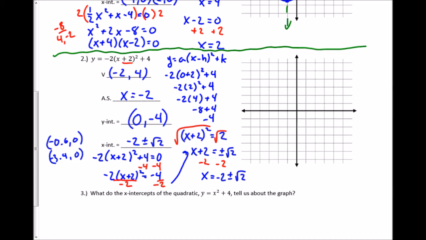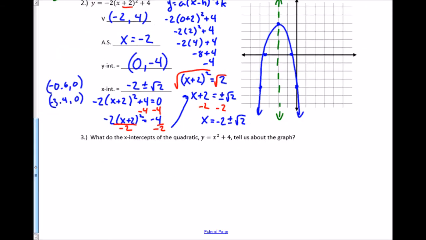So now when I put this on the graph, negative 2, 4 is right here. The axis of symmetry at x equals negative 2 is right here. The y-intercept down here at negative 4 is right here, and I can reflect that point over to the other side. And now my x-intercepts at negative 0.6 is going to be right around here somewhere. Negative 3.4 is going to be right around here somewhere. And I can see that those are symmetrical to one another, which means this makes sense in terms of my parabola. So now I draw the best parabola that I can draw. And that's it.